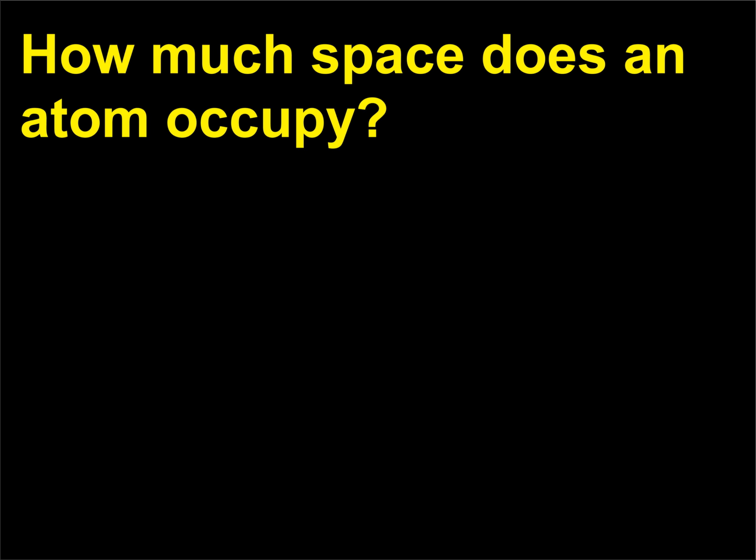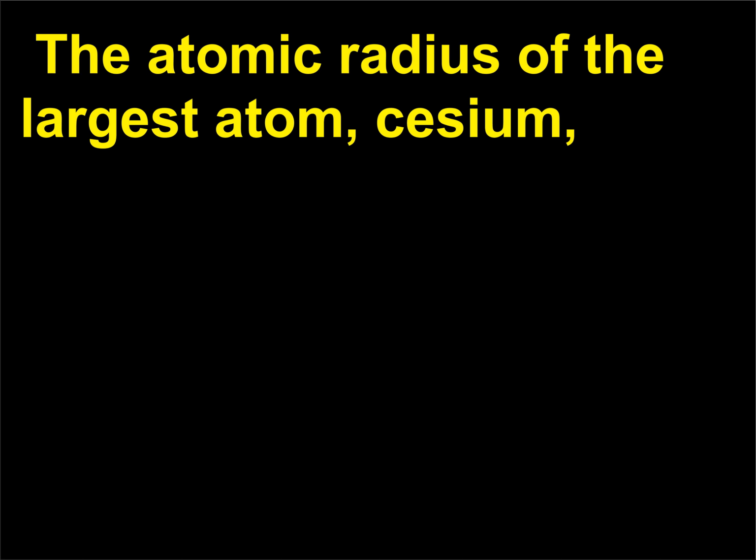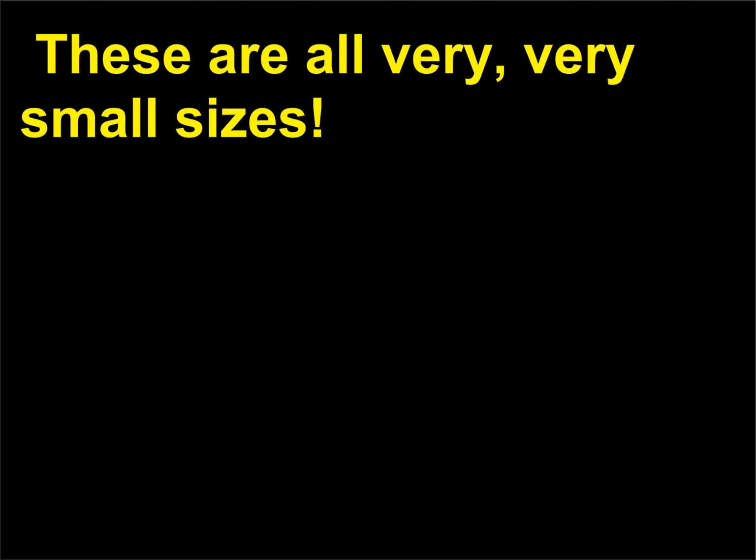How much space does an atom occupy? The atomic radius of the smallest atom, hydrogen, is 53 × 10^-12 meters, so it is about 10^-10 meters in size. The atomic radius of the largest atom, cesium, is about 270 × 10^-12 meters, or roughly 5 times that of hydrogen. These are all very, very small sizes.